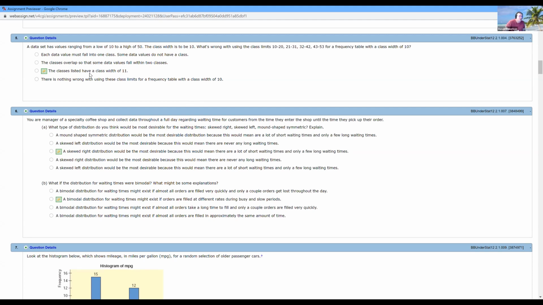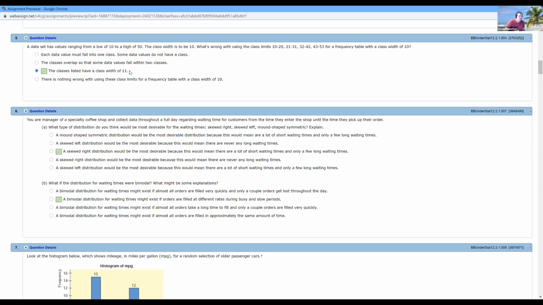Well, the classes listed have a width of 11. And you think, no, they don't. 10 to 20, 21 to 31, 32 to 42. Well, let's check it out. If you count on your fingers all the numbers from 10 to 20, here we go, 10, 11, 12, 13, 14, 15, 16, 17, 18, 19, 20. Aren't there 11 numbers? Right? 10 up to 20. There's 11 numbers there. So that's what's wrong with that.